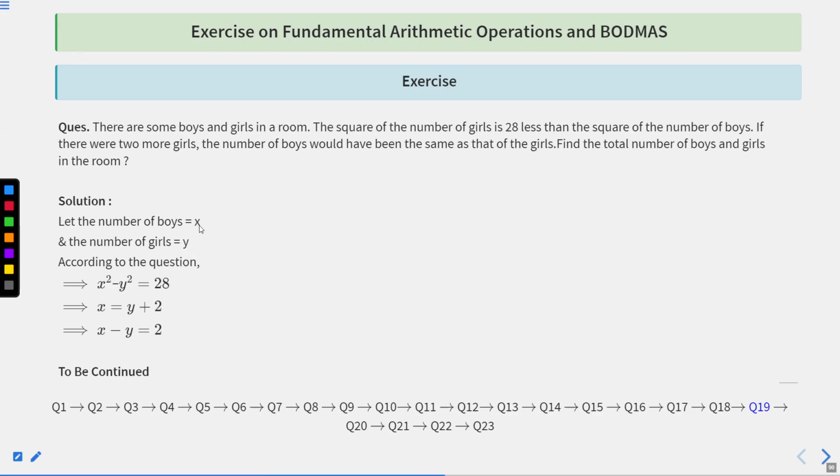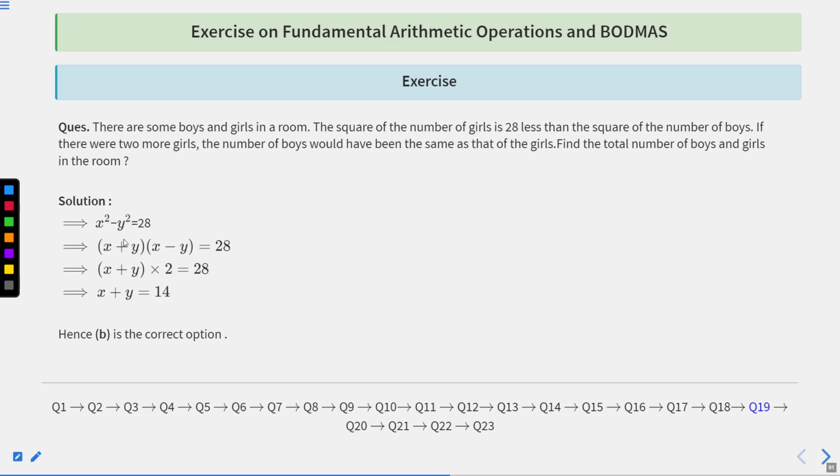Let the number of boys be x and the number of girls be y. According to the question, x square minus y square is equal to 28. Also x equals y plus 2, so x minus y equals 2. So x square minus y square equals 28 can be written as (x plus y) times (x minus y) equals 28. Since x minus y is known to us, which is equal to 2, x plus y is going to be 14. So the total number of boys and girls in the room is 14, which is option B.